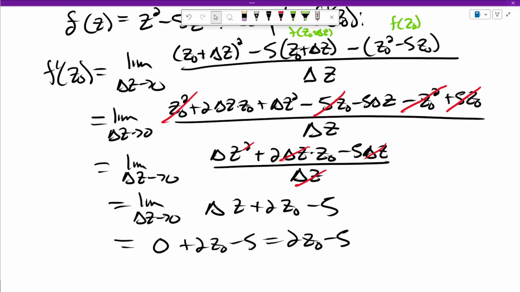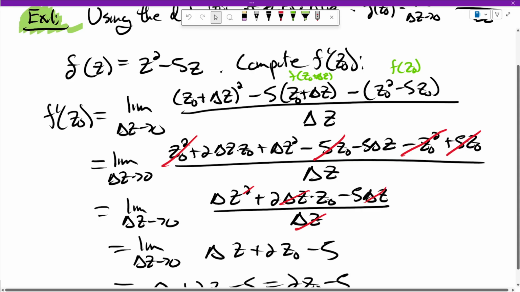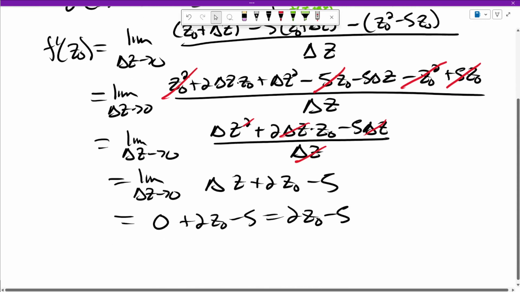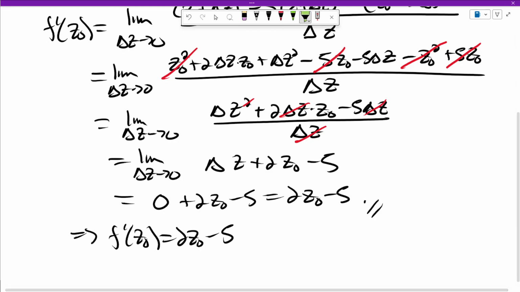So let's go up and see if this agrees with what we know happens with derivatives. So f of z is z squared minus 5z. If we were to pretend like the normal rules from calculus of a real variable apply, you'd bring down the 2 and then get rid of the z for 2z minus 5. That's exactly what we found. Fantastic. So f prime of z naught is in fact 2z naught minus 5, and we've verified a differentiation rule in this special case of a quadratic function.